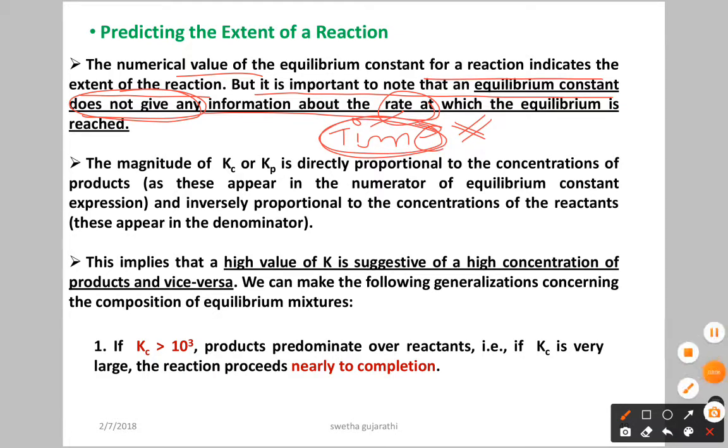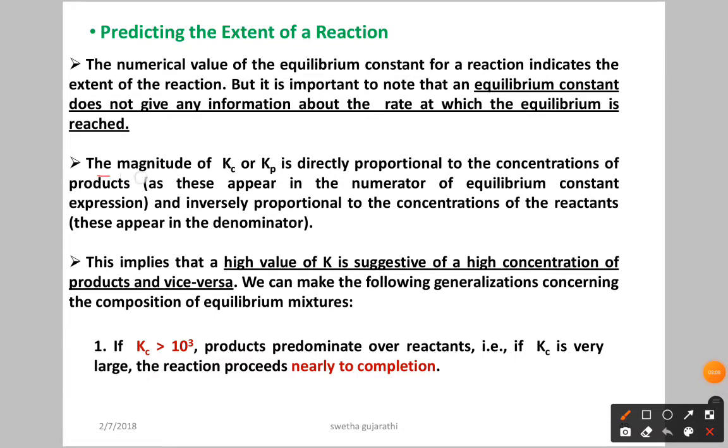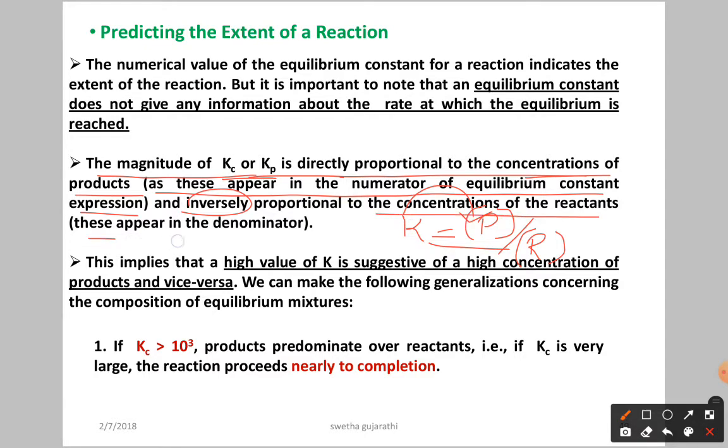Next, the magnitude of Kc or Kp is directly proportional to the concentration. When writing the equilibrium constant, either Kp or Kc, you write the molar concentration of product over the molar concentration of reactant. So K is directly proportional to product and inversely proportional to reactant. The magnitude of Kc or Kp is directly proportional to the concentration of the product, as it appears in the numerator of the equilibrium constant expression, and inversely proportional to the concentration of reactant, which appears in the denominator.